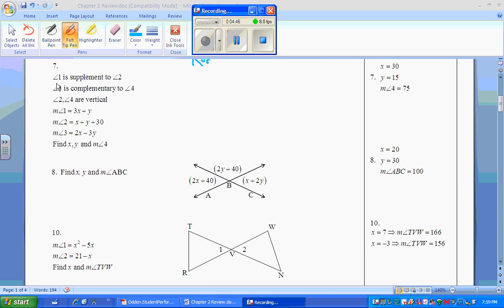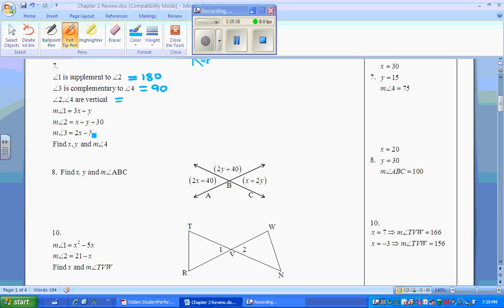Question 7, let's take a look at it. What do we know? Angles 1 and 2 are supplementary. So that means angles 1 and 2 add to equal 180. Angles 3 and 4 are complementary, so that adds to equal 90. And then 2 and 4 are vertical, so that means they equal each other. They're congruent.